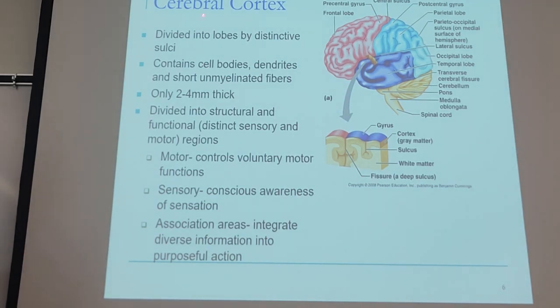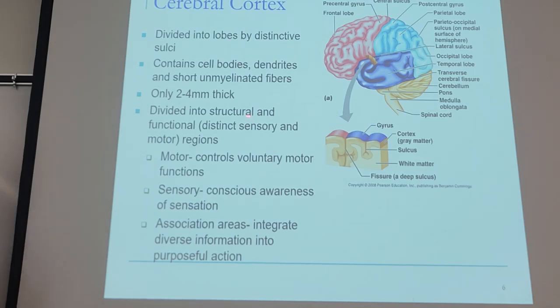So the cerebral cortex. We're only talking about the couple millimeter thick gray matter on the outside layer of the cerebral hemispheres. That's all we're talking about here. This is your conscious mind. Because it's gray matter, we're going to have cell bodies there, dendrites, axon terminals, unmyelinated fibers, and some interneurons.